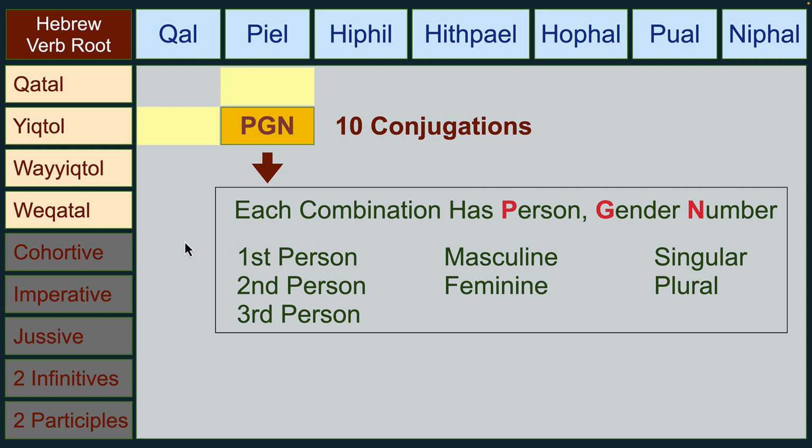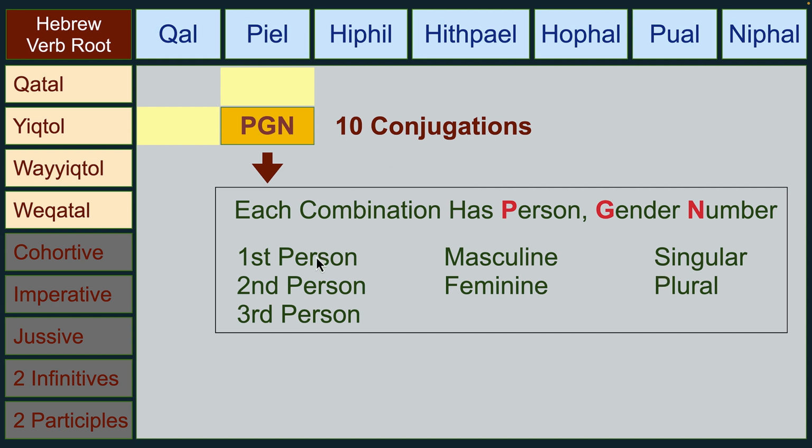Now, I said in the previous video that for these first four, Katal, Yiktol, Vaiktol, and Vekatal, because at the end of the day all four are either perfect or imperfect, can be conjugated in 10 different ways for each combination, right? Yiktol PL combination is not just 1 but 10 because of the person, gender, number. There are 3 persons, 2 genders and 2 numbers. It should be totally 3 times 2 times 2, which is 12. Why have we got 10?